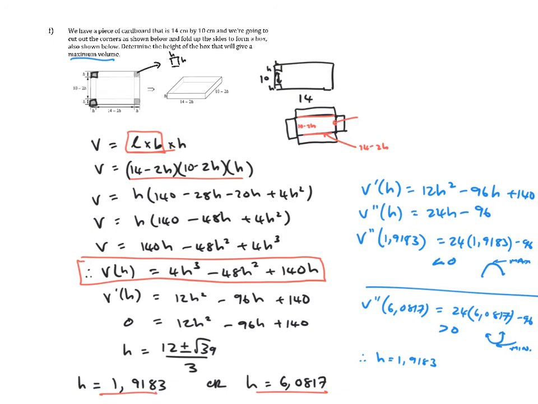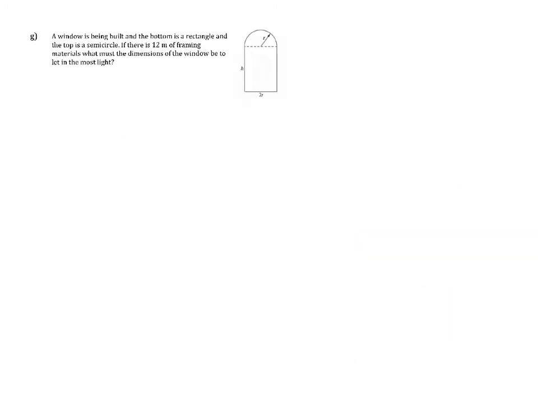Yeah, that's exactly it. Right, question G: a window is being built, and the bottom is a rectangle and the top is a semicircle. If there's 12 meters of framing material, what must be the dimensions of the window to let the most light in? Okay, so if you're thinking of the framing, it will be the h part, so it's the 2h, and then that 2r, right? And then it is the half circumference of a circle, but only half of that. That part is not included, so it's just a half times 2 pi r.